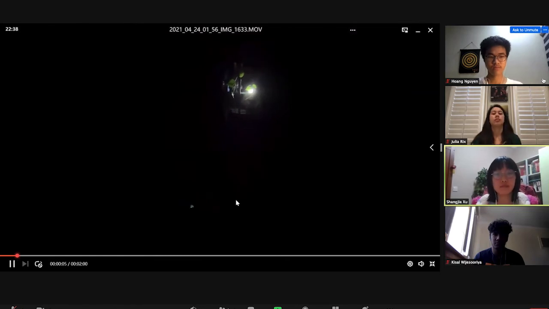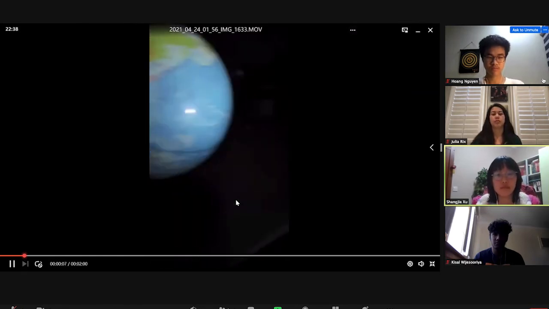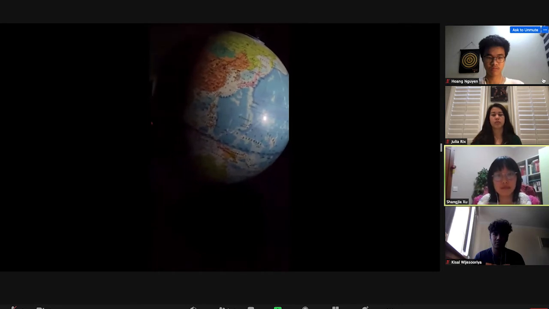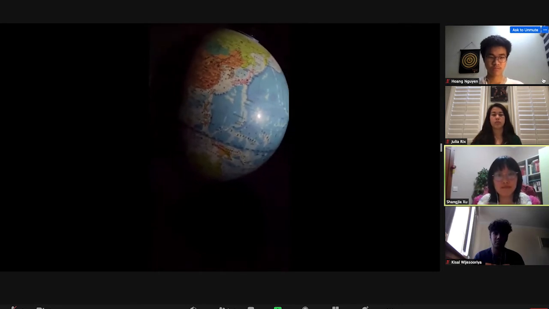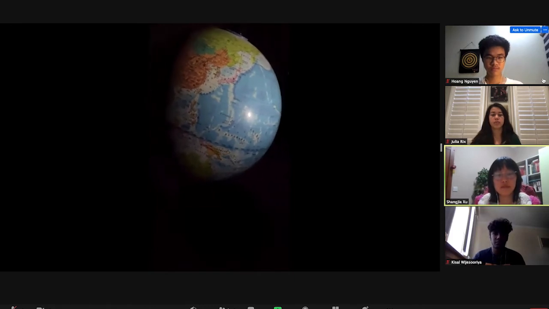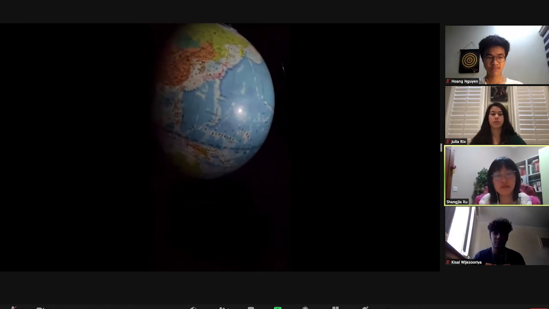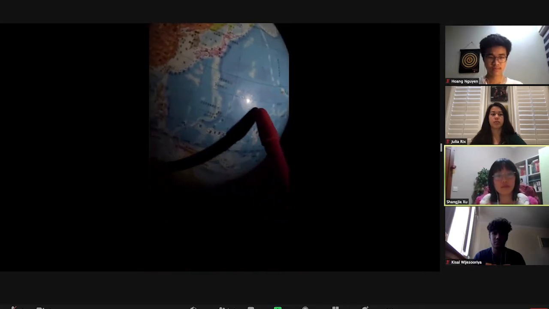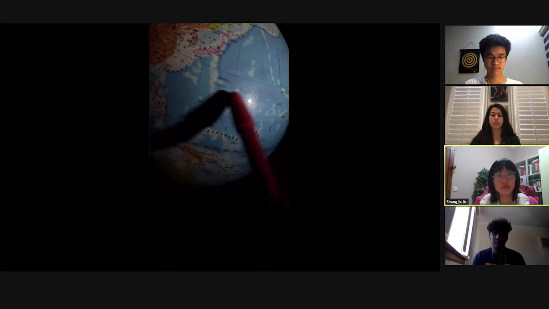And we'll use the flashlight to simulate the Sun. Now the Earth is to the west of the Sun, so let's take this as an example. Now the northern hemisphere is experiencing summer. The sunlight is straightly irradiating this line, which is called the Northern Tropic or the Tropic of Cancer.